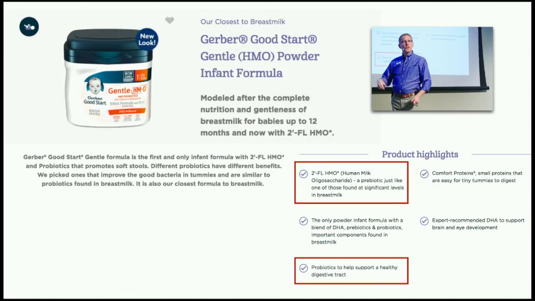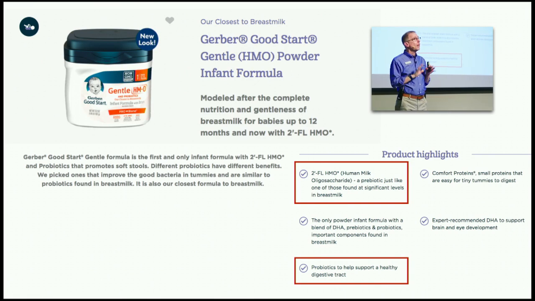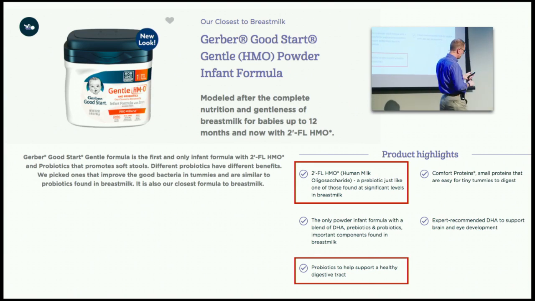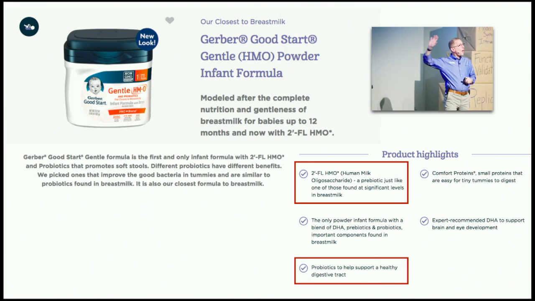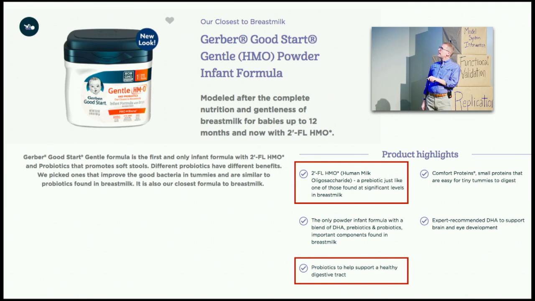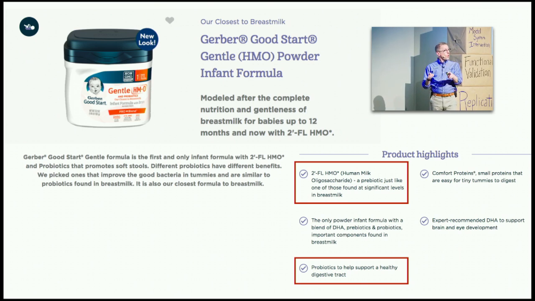Let me show you this. This is Gerber Good Start. I am not paid by the Gerber company. This is not a product endorsement. Let me be really clear about this. But this formula, if you look on the Gerber website, this specific Good Start General HMO powder formula contains 2-FL-HMO, which is a human milk oligosaccharide, which is one of the primary prebiotics that are found in breast milk. So this formula contains a prebiotic.